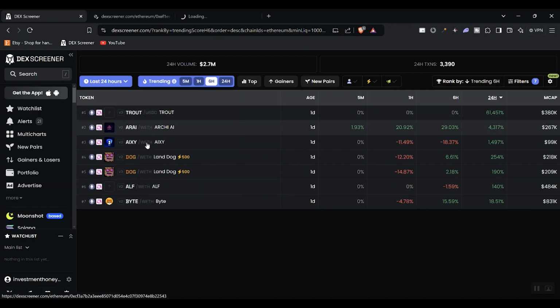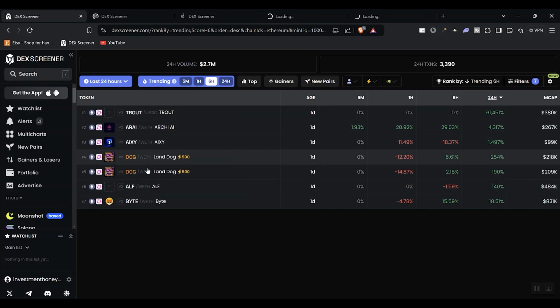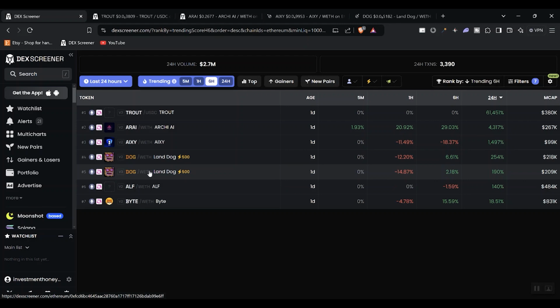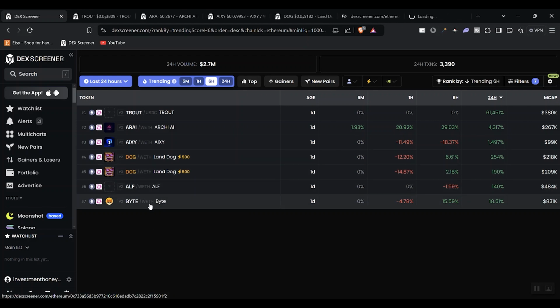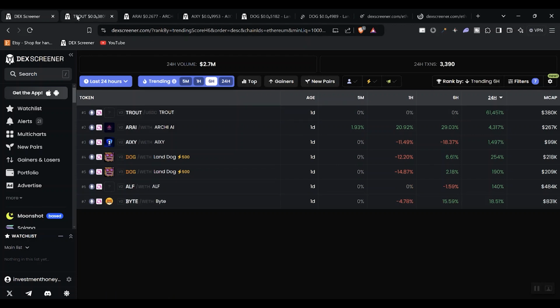So we'll open some of these up, and we don't always come across this where we see two of the same. But you can see they're two different tokens because one's at 209, one's at 218. But there we go. So we open all of them up, and let's see what we got going on.